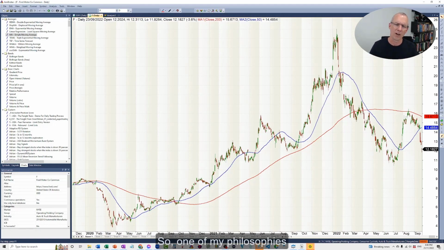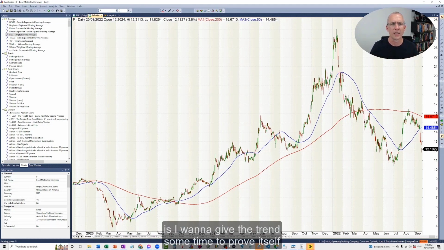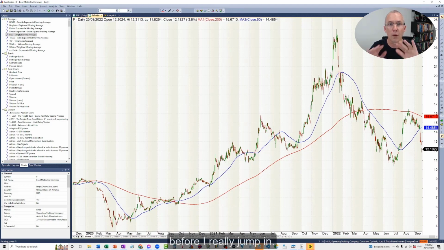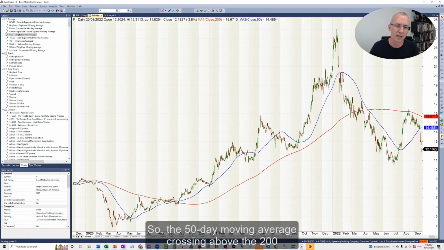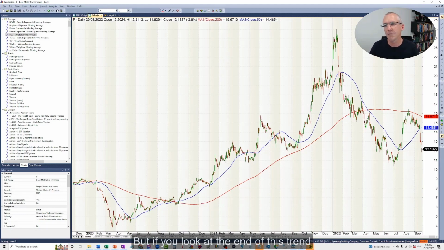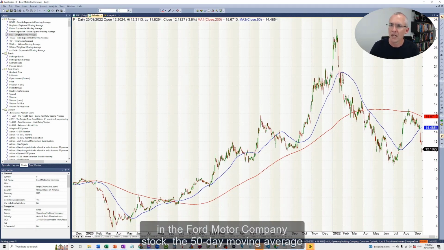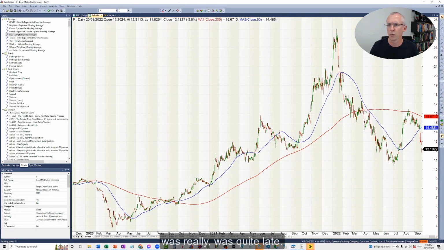So one of my philosophies around trend following, for instance, is I want to give the trend some time to prove itself before I really jump in. So the 50-day moving average crossing above the 200 like it does here can be a reasonable signal. But if you look at the end of this trend in the Ford Motor Company stock, the 50-day moving average crossing below the 200-day moving average was quite late. It happened a long time after, almost 2 months after the price first closed below the long-term moving average.